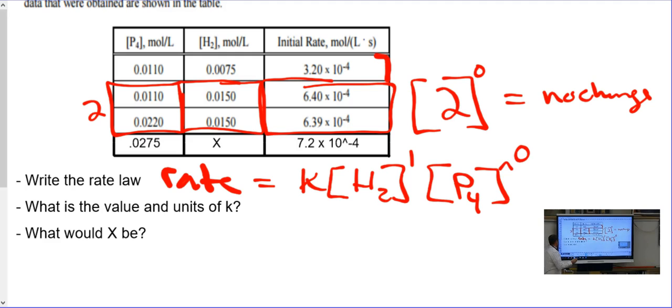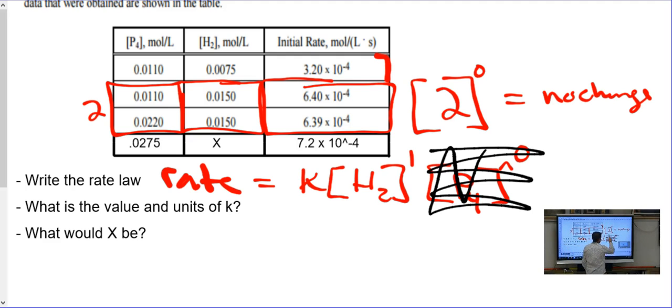Now, a bunch of you did not write this because it was to the 0. As far as the rate law, it needs to be written in there. Now, the math, who cares from now on, but the rate law, it needs to be written in there. Are we okay with that?